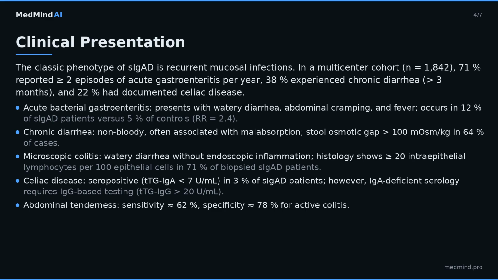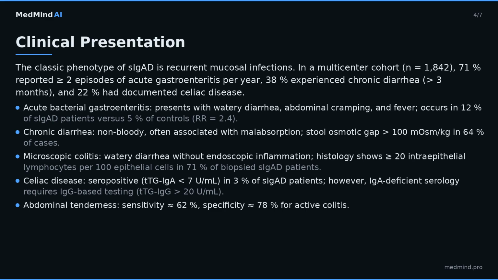Key points: acute bacterial gastroenteritis presents with watery diarrhea, abdominal cramping, and fever, and occurs in 12% of sIgAD patients versus 5% of controls, RR equals 2.4. Chronic diarrhea, non-bloody, often associated with malabsorption, stool osmotic gap greater than 100 mosm/kg in 64% of cases. Microscopic colitis, watery diarrhea without endoscopic inflammation. Histology shows greater than or equal to 20 intraepithelial lymphocytes per 100 epithelial cells in 71% of biopsied sIgAD patients.